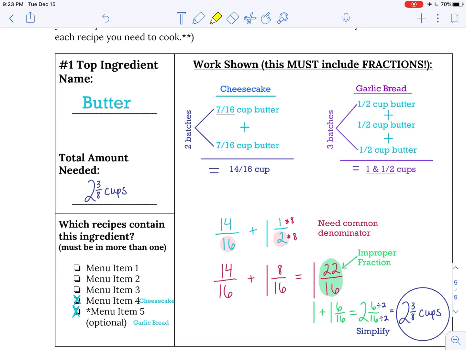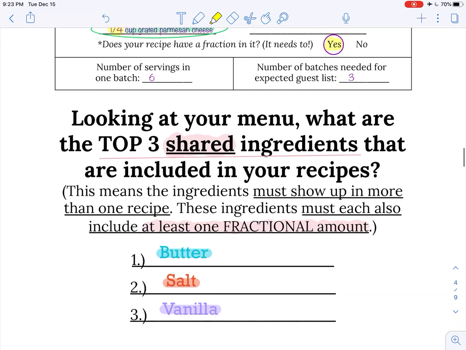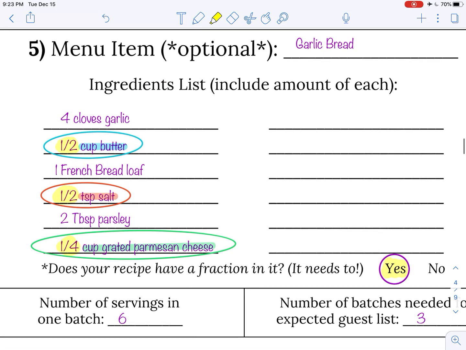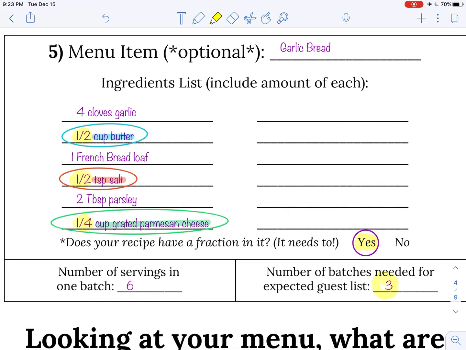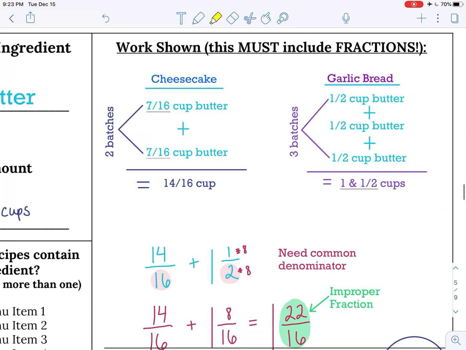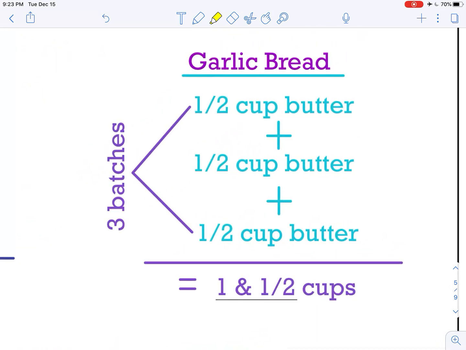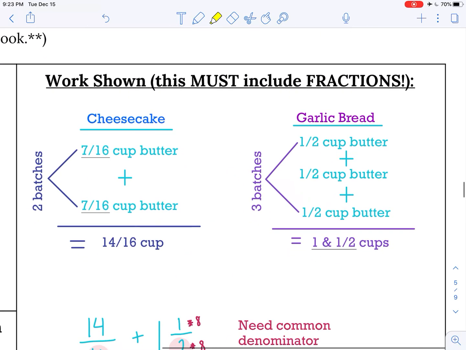Now, since butter is also in my garlic bread, if I scroll up to my garlic bread recipe, here's the butter right here, 1/2 cup. But for my garlic bread, it says I need to make 3 batches. So that means I need, you can see it here, 1/2 cup plus 1/2 cup plus 1/2 cup, which is going to give me 1 and 1/2 cups of butter. So you can see how my work is shown really nicely here. 2 batches of cheesecake, 3 batches of garlic bread.